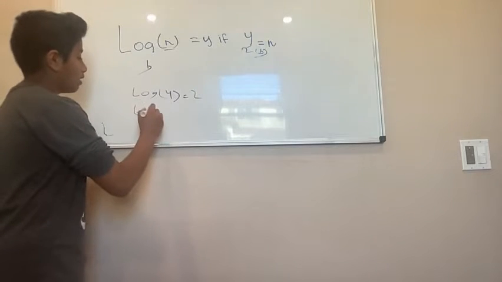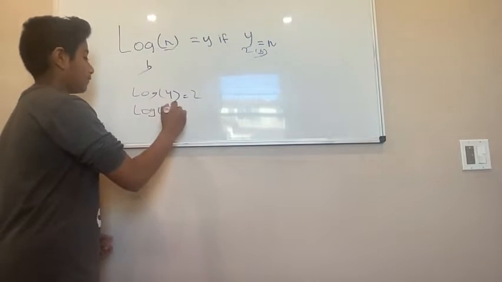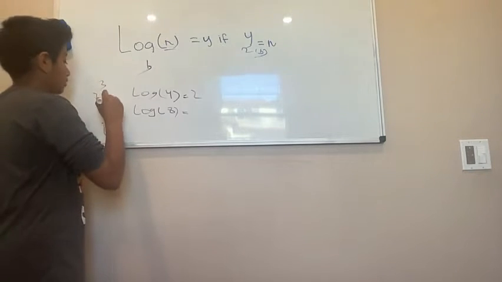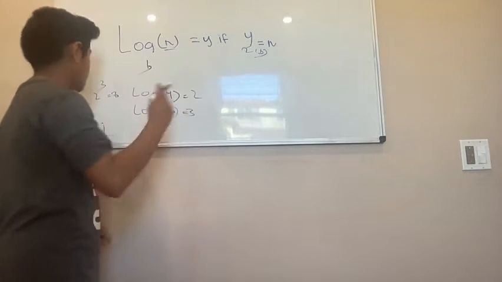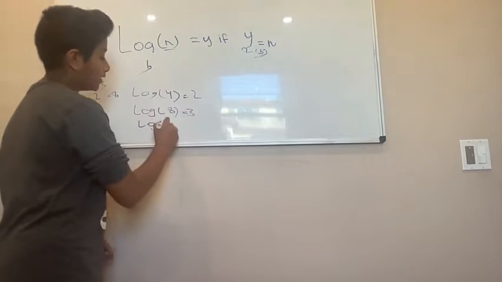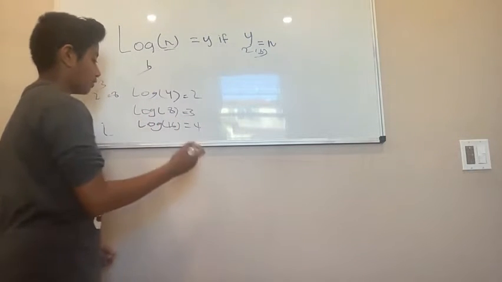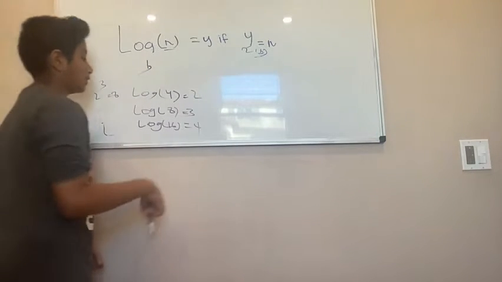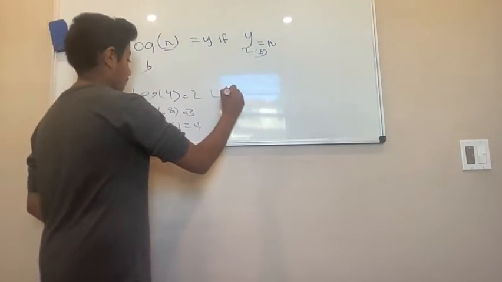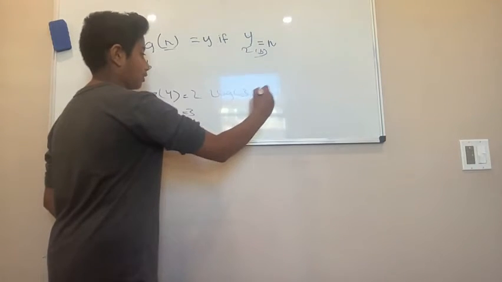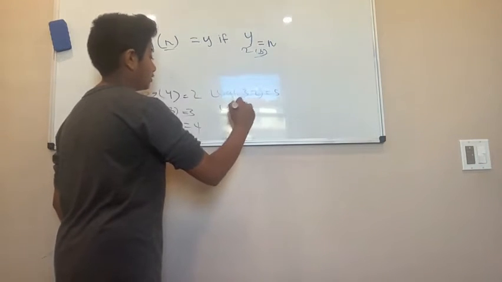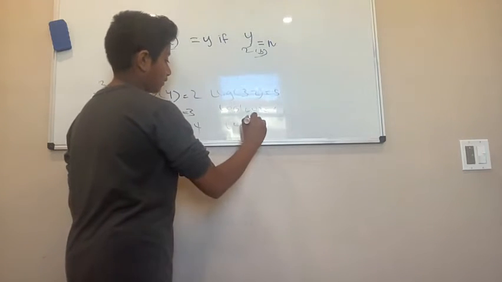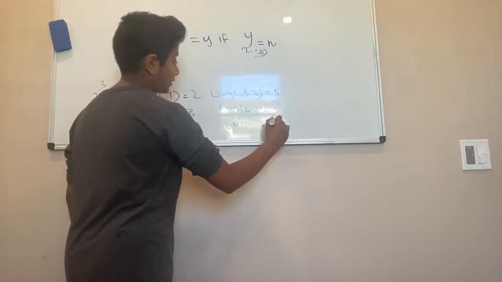We can do another one. Log of, let's say, 8, what is this equal to? Well, 2 to the power of 3 is equal to 8, so this is just 3. We can do some more. The log of 16, well, this is 4, right? Because 2 times 2 times 2 times 2 is equal to 16. Then we have the log of 32, this is 5. The log of 64, 6, and we'll do one more. The log of 128, this is 7.